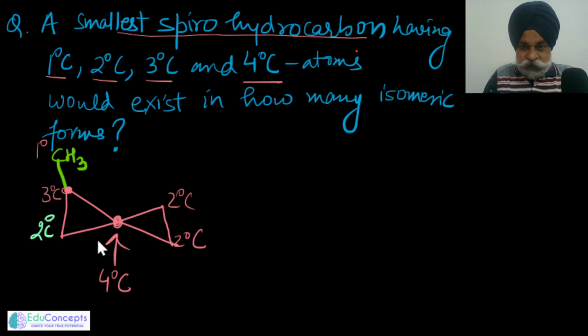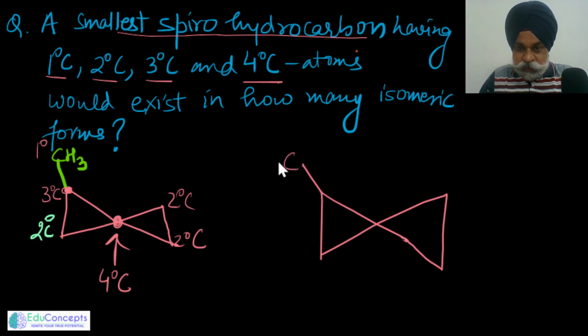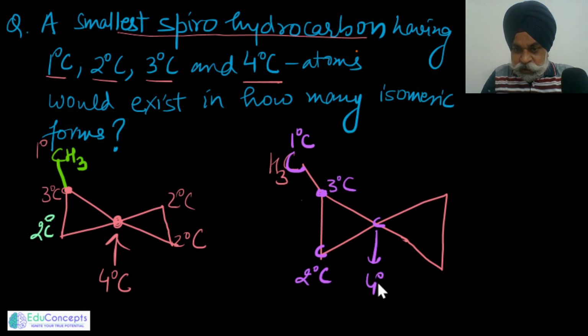I think almost everything has been covered. Let me write it once again for you. I drew a structure of this nature and placed a methyl group here. This is primary, this carbon is tertiary because it is attached to 3 carbon atoms, 1, 2 and the methyl carbon. This is secondary, and this is quaternary, and this is secondary, and this is secondary. So I feel that it is the smallest hydrocarbon containing the full set of primary, secondary, tertiary and quaternary carbon atoms.